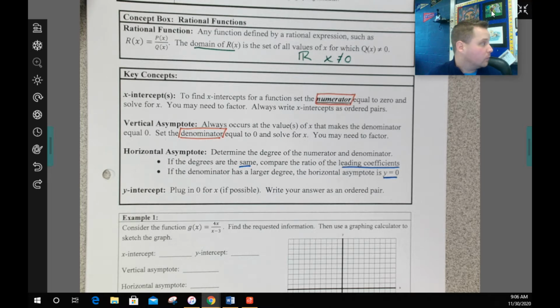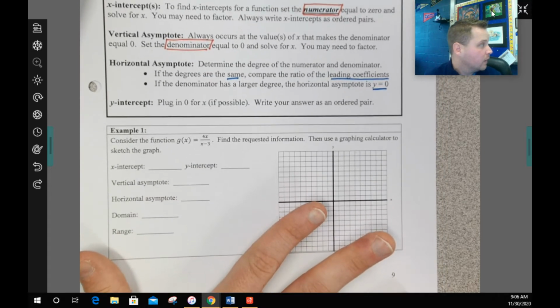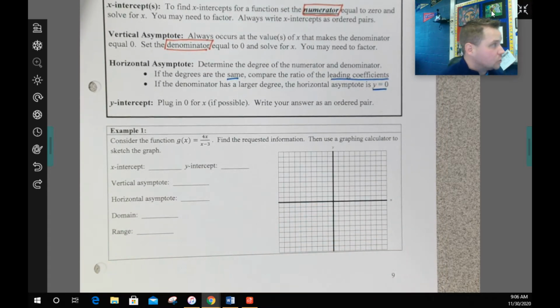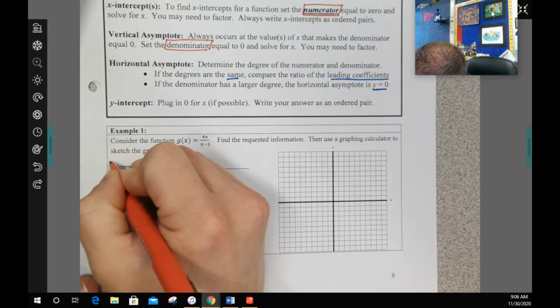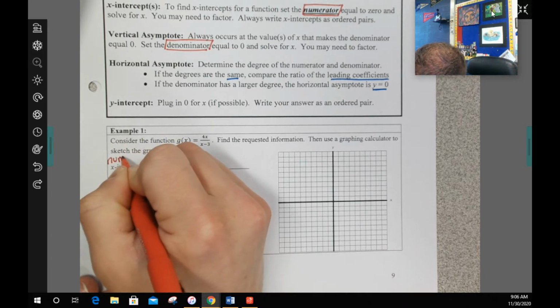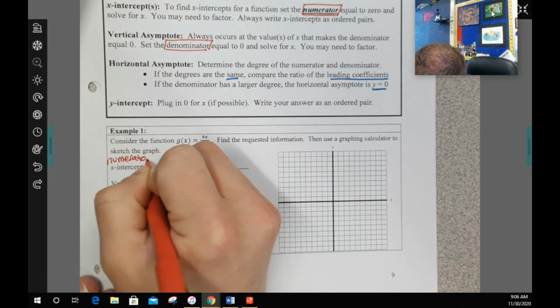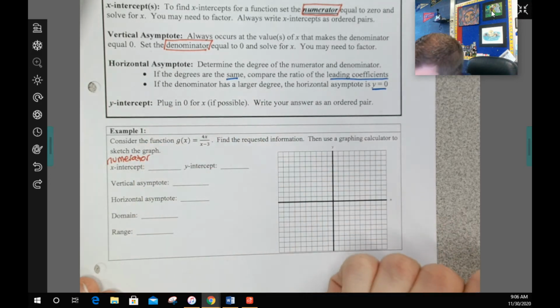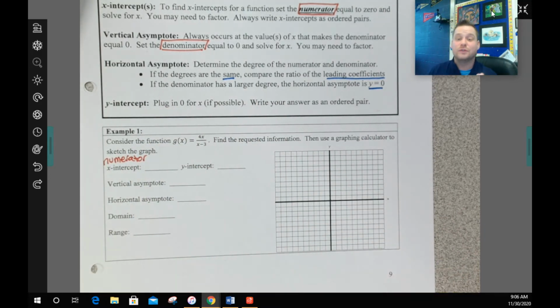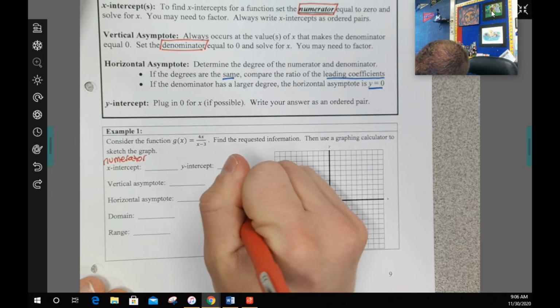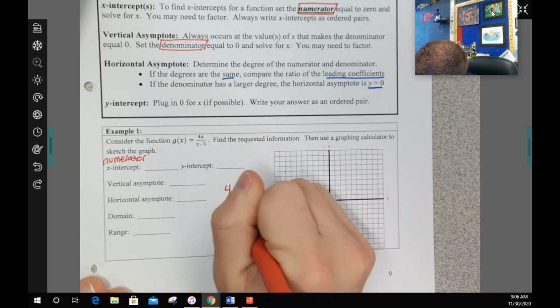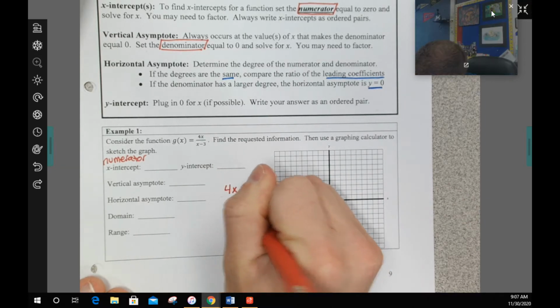Okay? So with this, example 1, they want you to consider the function g of x equals 4x over x minus 3 and find the requested information. So first step, x-intercept. So our x-intercept is the numerator. And it's not just the numerator. You take the numerator and set it equal to 0. So I'm going to do it over here in red. Our numerator is 4x. I set it equal to 0. I solve. I get x equals 0.